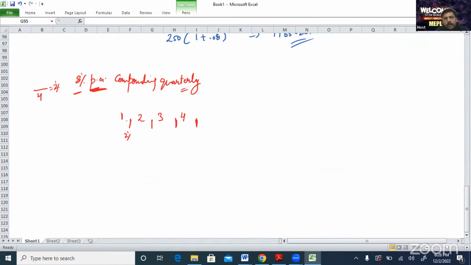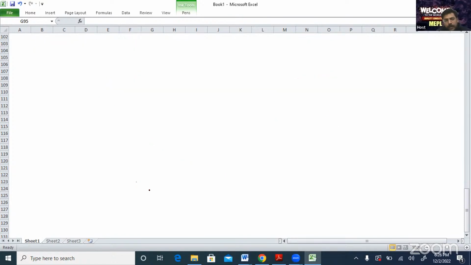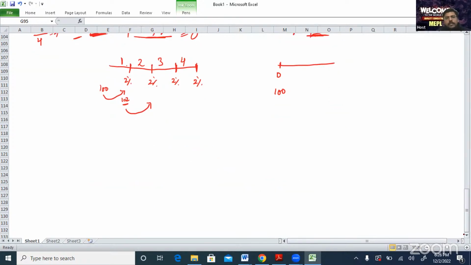So again, the question is, how can we solve this? Let's say I deposit 100 at a rate of 8% per annum compounding quarterly for 3 years. What will happen? My formula will be changed a bit.